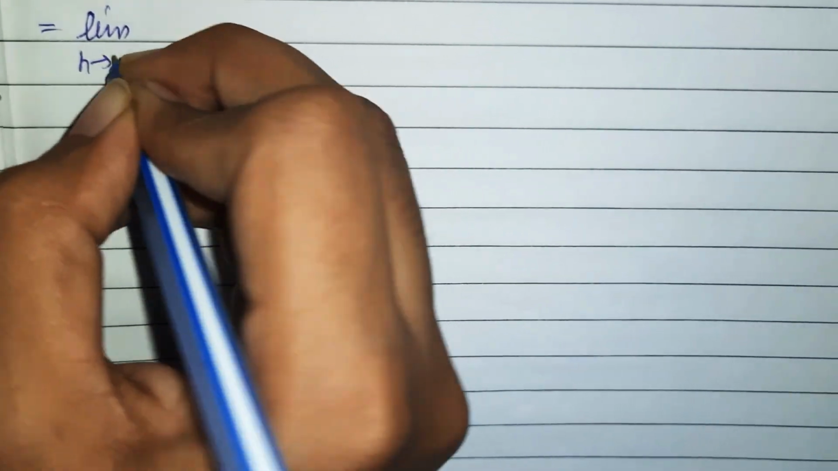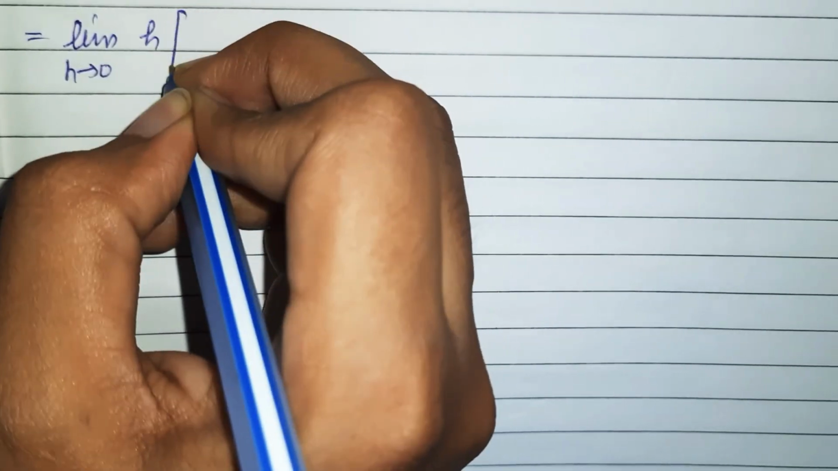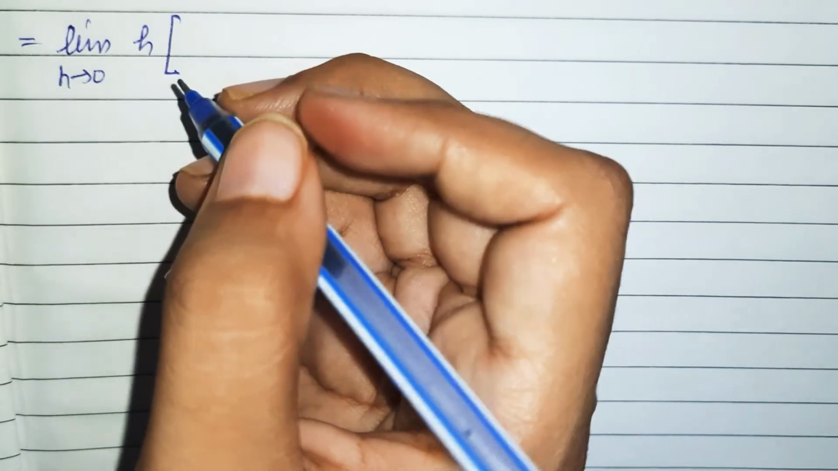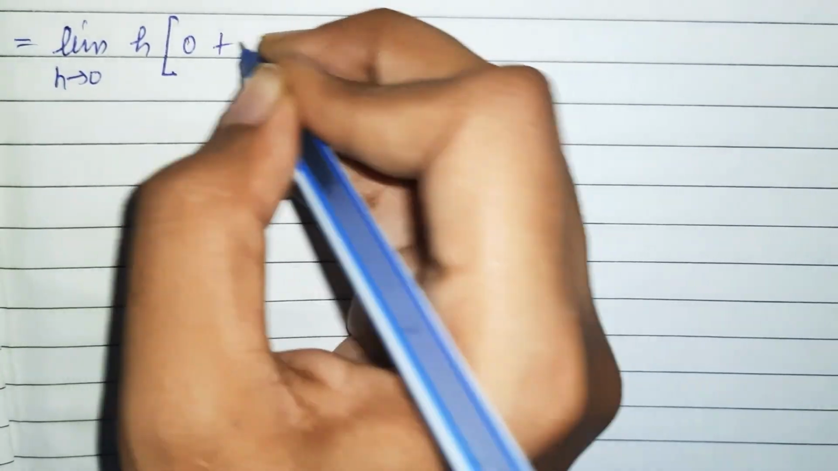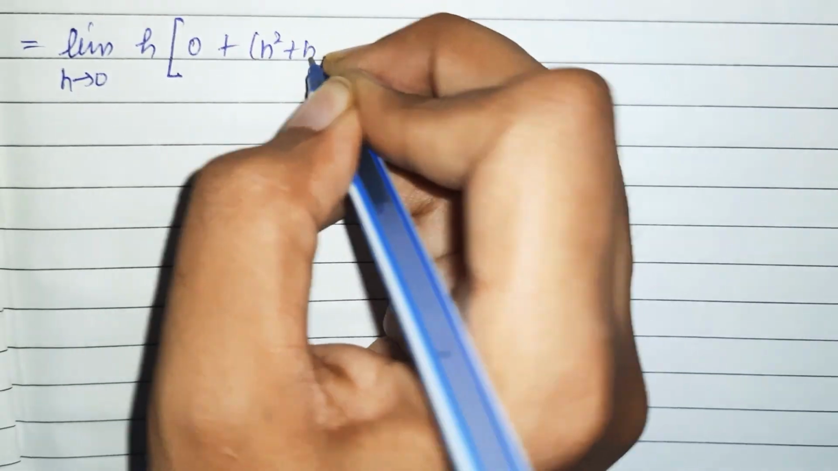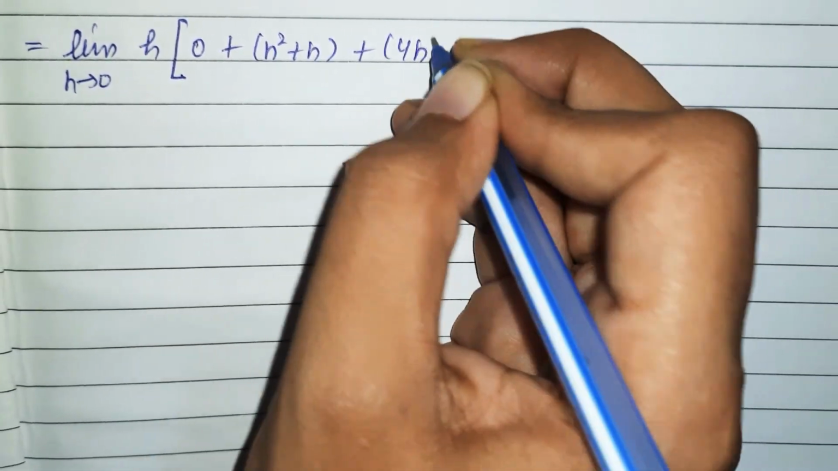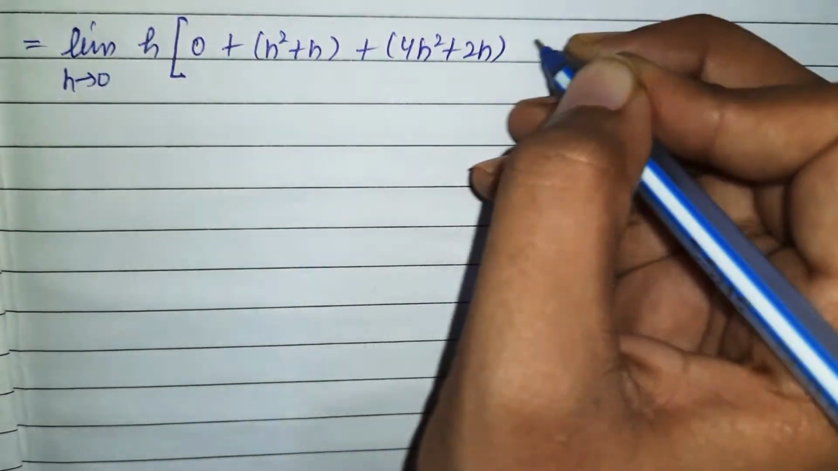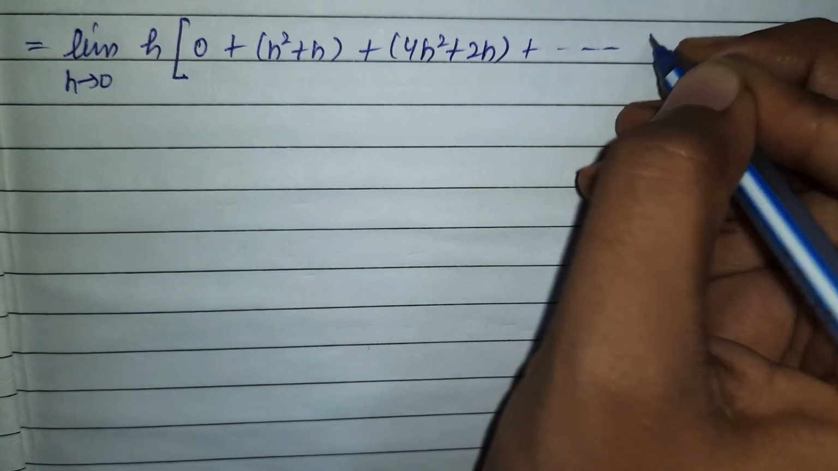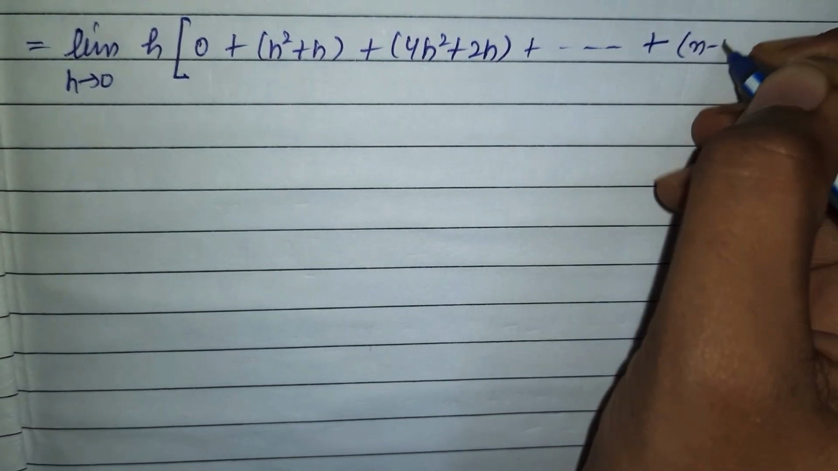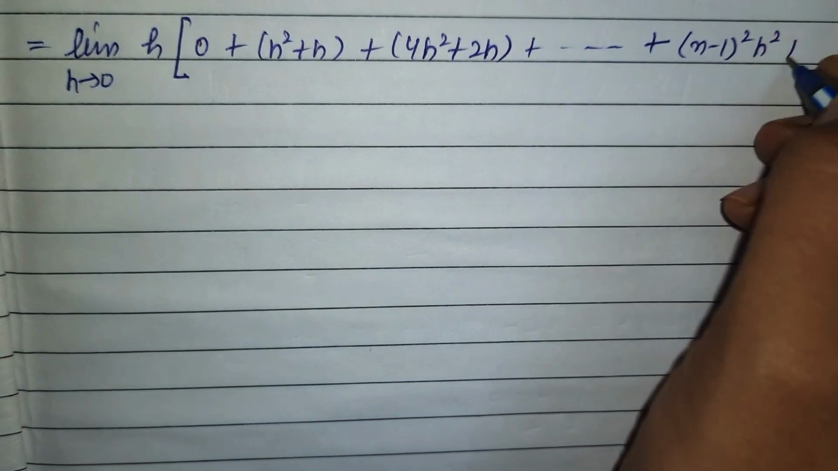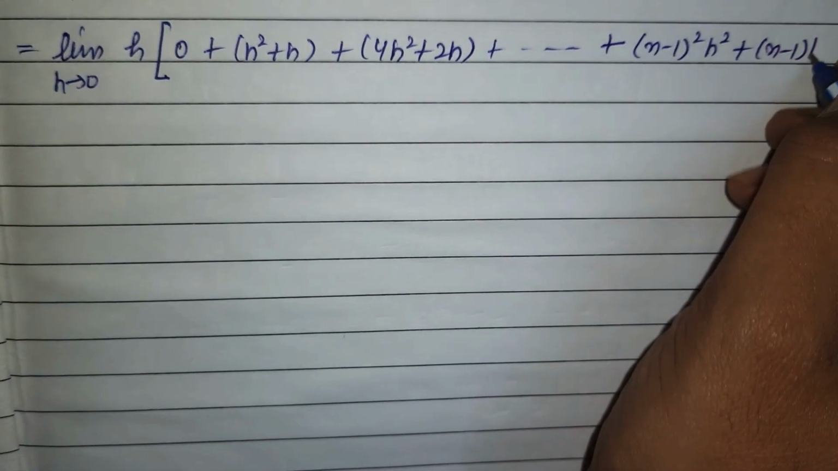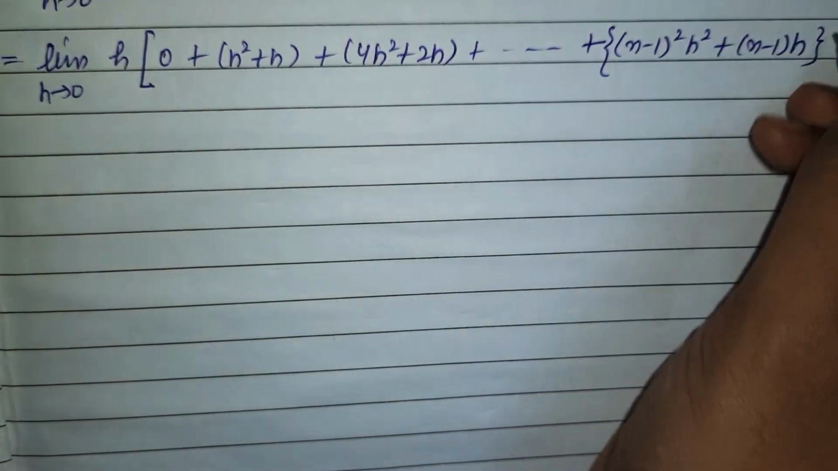Now, we'll start with limit h tends to 0. I am getting h. First term is 0. Then I am having h square plus h. Then 4h square plus 2h. Third term, fourth term I need not write. I can go directly: n minus 1 whole square h square, n minus 1 h. So this is the term I am getting.